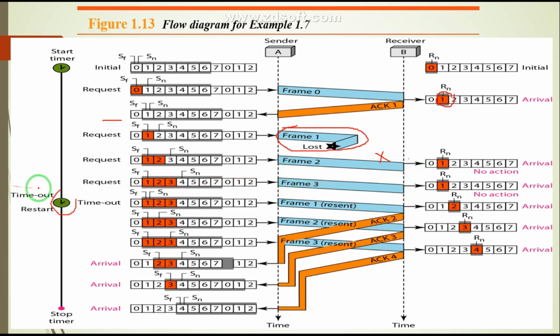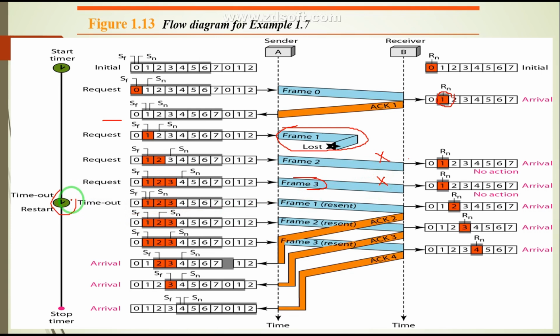Similarly, the timer has not expired, so once this event has been triggered, the sender is going to send the next frame number 3, but still the Rn value is equal to 1. Since the receiver expects frame 1 and the sender is sending frame number 3, again it is going to discard this frame.